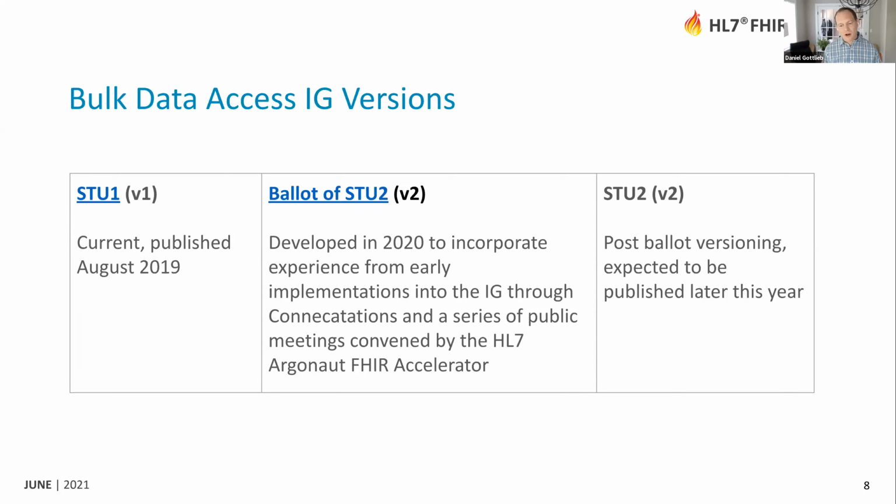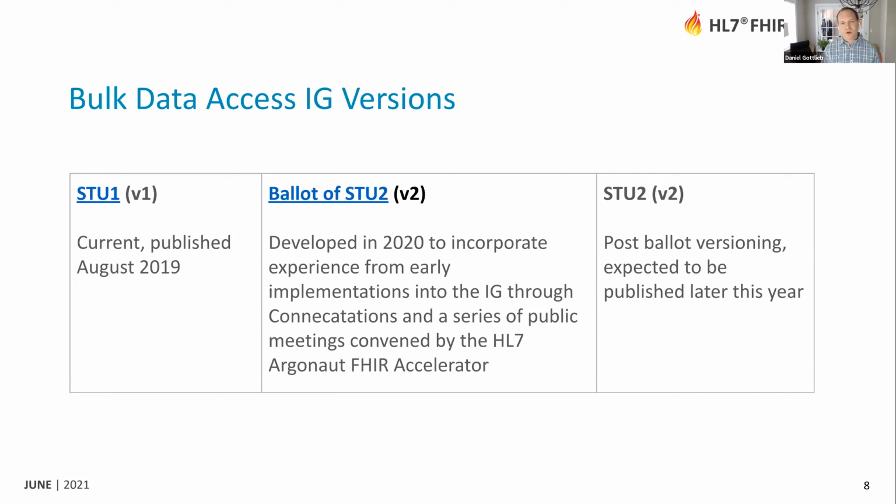As I mentioned earlier, the Argonaut project sponsored a series of public meetings and development on the spec over the last year. And earlier this year in 2021, we balloted that through HL7, so HL7 members could add comments. We're currently reconciling those comments and improving the final version of the spec, and the goal is to publish that later this year. So probably in the fall, version 2 will be out.